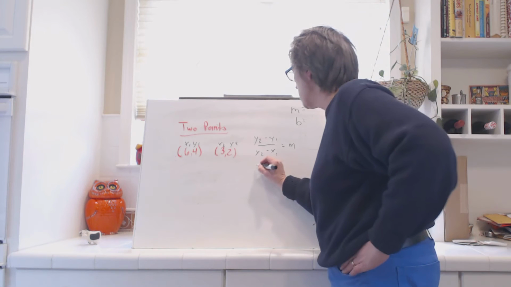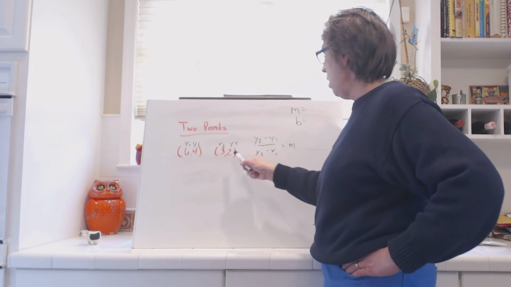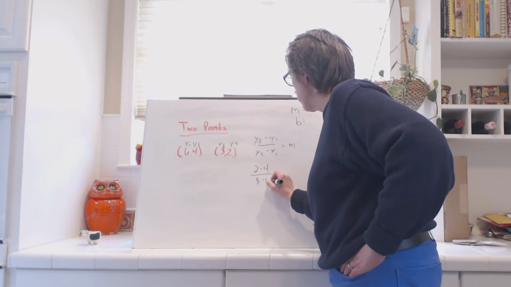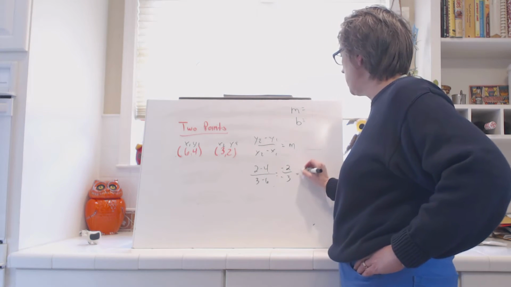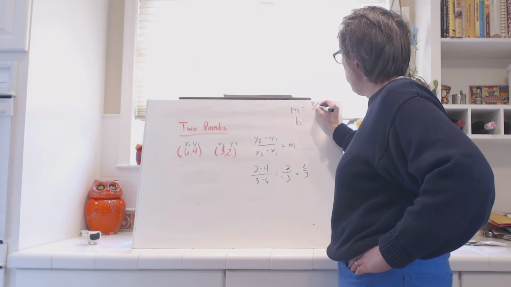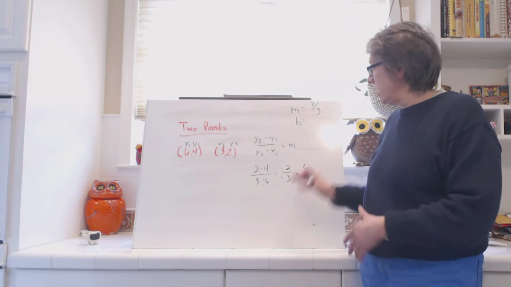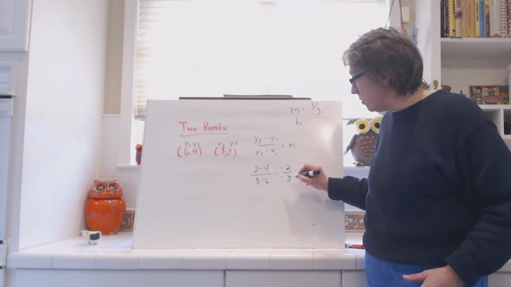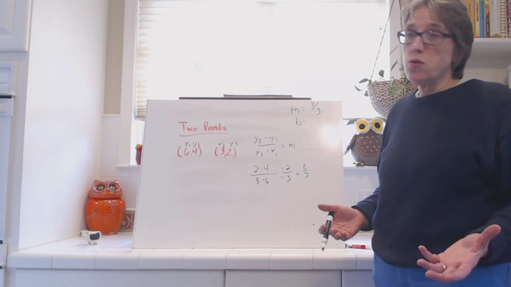So now I'm going to substitute. I'm going to say 2 minus 4 over 3 minus 6. And I get negative 2 over negative 3, which is 2/3. So now I found my slope. Slope is 2/3, because a negative over a negative cancels, and we get a positive 2/3 slope. So the line is rising.